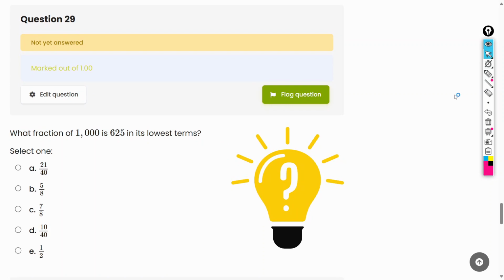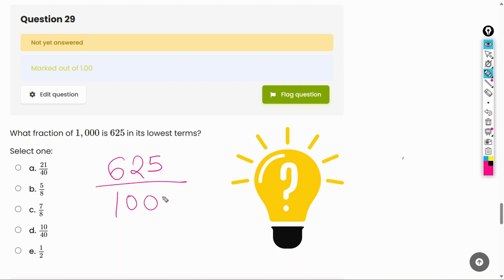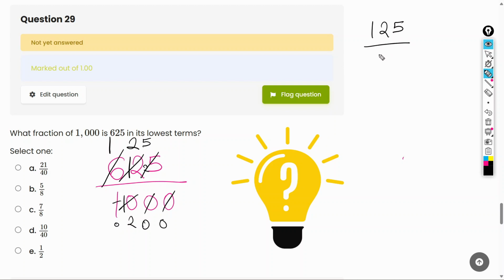What fraction of 1,000 is 625 in its lowest term? So we just divide 625 by 1,000 and then reduce to the lowest term. We can divide through by 5. 5 into 6 is 1, remainder 1, so that's 12. 5 into 12 is 2, remainder 2. 5 into 25 is 5. 5 into 1 is 0, carry 1. 5 into 10 is 2, into 0, 0, into 0, 0. That leaves us with 125 divided by 200.